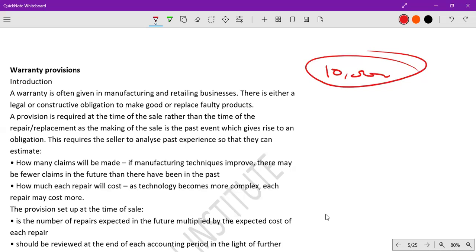So these warranty provisions, how should we recognize these provisions? You are selling, you have given out 10,000 units, you have produced 10,000 units, and there is a warranty on all the units produced. All the units produced have the warranty. How will you recognize this warranty?